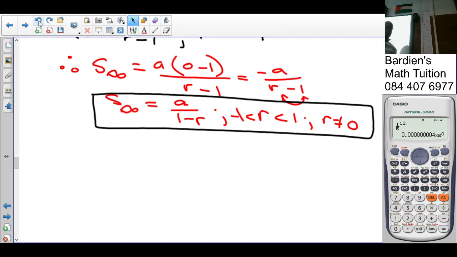Okay. So let's look at an example dealing with this formula here. We're on worked example 1 on page 17. Worked example 1, page 17.